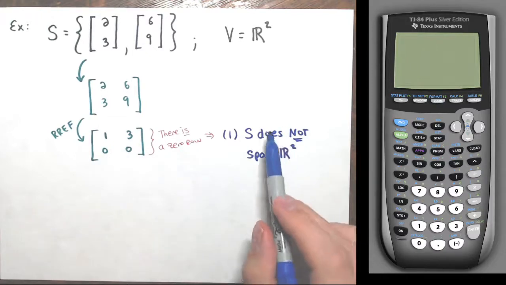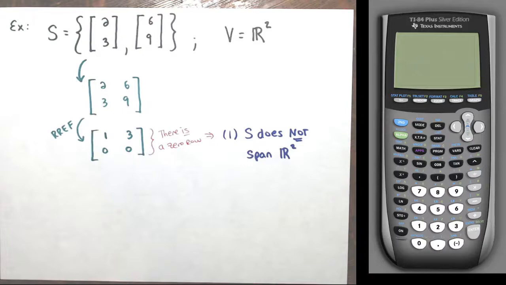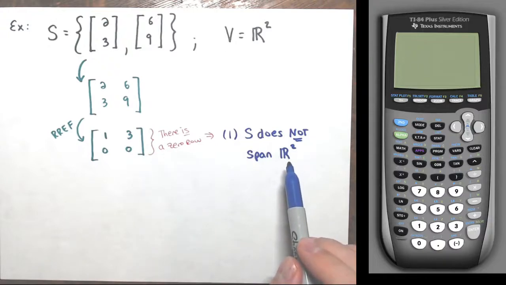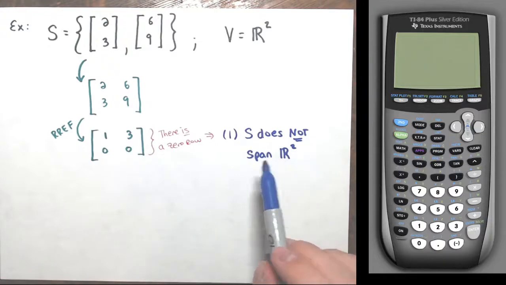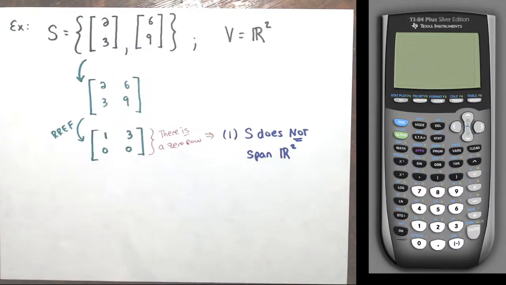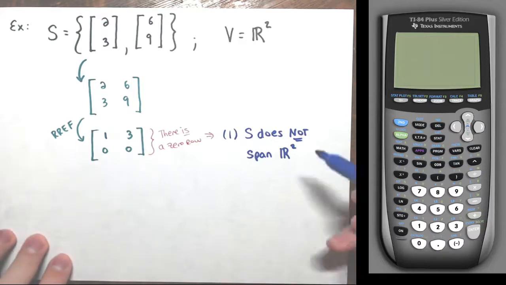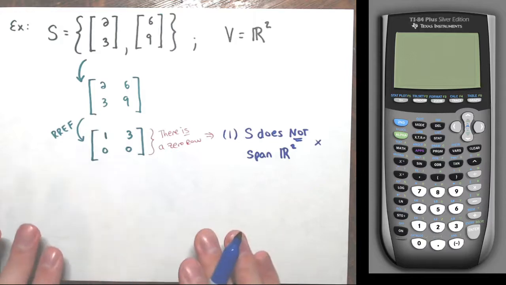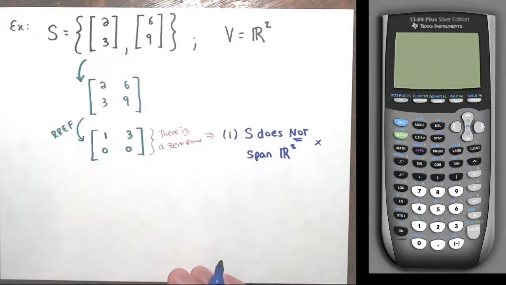All right. S does not span R2, and it has to satisfy both properties to be considered a basis for the vector space. It has to span it and be a linearly independent set. So this means that there's at least one vector in R2 that is not a linear combination of these two vectors. Now, I don't have to find it. You can if you want, but again, I can stop here and jump to the conclusion that S is not a basis for R2.